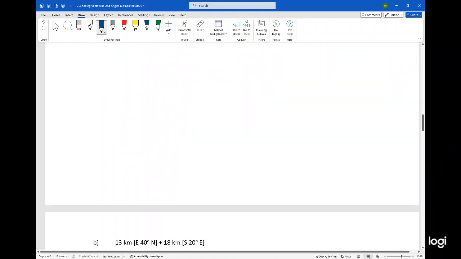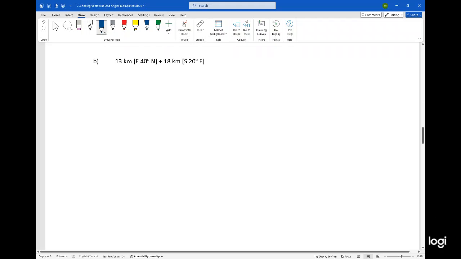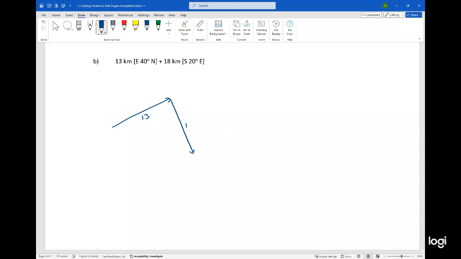Let's try a couple more. Okay, this one here, B, 13 kilometers east 40 north plus 18 kilometers south 20 east. Let's just see what this would look like if we tried to draw it as one. So the first one is east and a bit north, so it's going to look something like that. And that's 13. And then we go south 20 east. That one's a little bit longer.